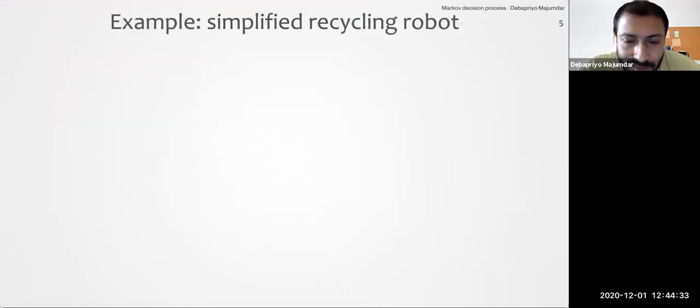So then let's actually look at an example. This is from the book, a simplified recycling robot. We have seen the PageRank example, the wave graph, and so on, but that was a very simplified one. We want to see a slightly more complicated MDP.